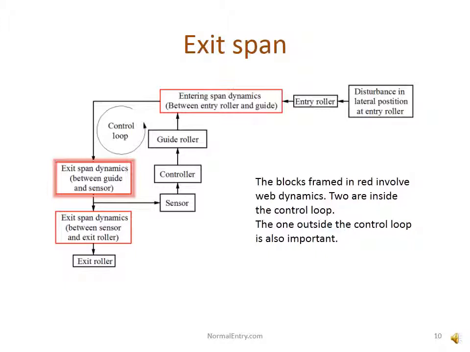Now, when the sensor's close to the guide roller, it sees the immediate effect of the roller's lateral motion. However, when it's located close to the exit roller, most of the motion it sees is from the relatively slow tracking caused by the normal entry effect, and that will be exactly like we saw on the previous slide. The motion is going to be delayed relative to the motion of the guide roller. And now, if the sensor is very close to the exit roller, the sum of all the delays in the control loop usually increases to a point where the system is no longer stable.